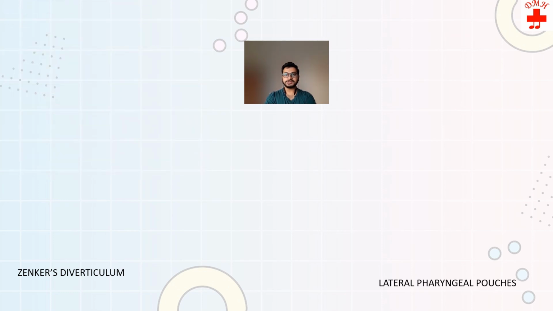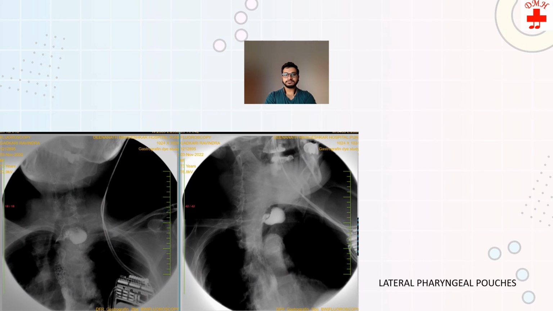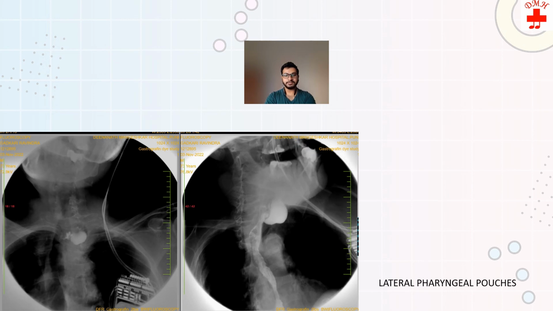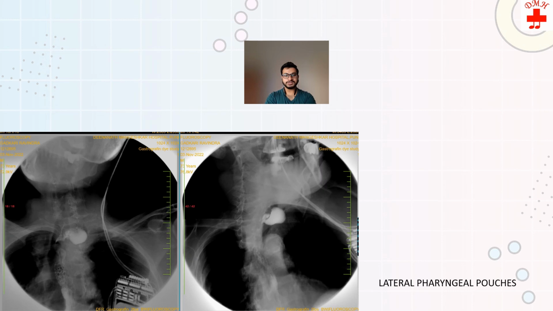The second image, so before this is a video fluoroscopic study of Zenker's diverticulum. We can see in anteroposterior view that it appears a little onto the left of the esophagus, and in a lateral view it appears posterior to the esophagus.